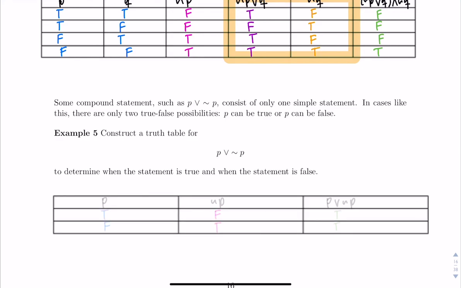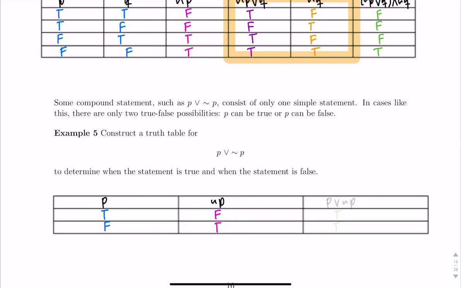So it's going to be a lot simpler this time. We only have one letter we're looking at. We're looking at P. And P is either true or it's false. We don't have any other option. We also want to look at not P. And so all we do is we just switch true to false and false to true.